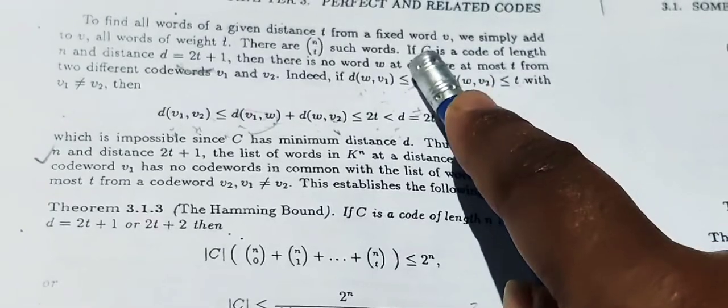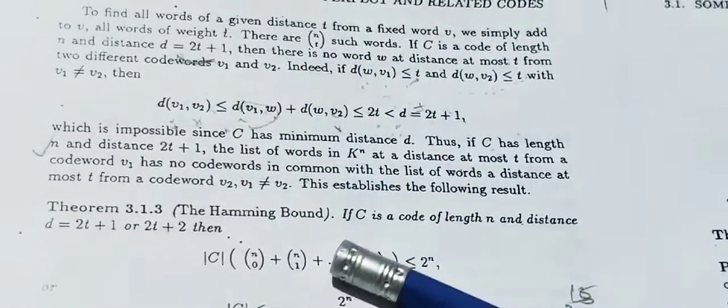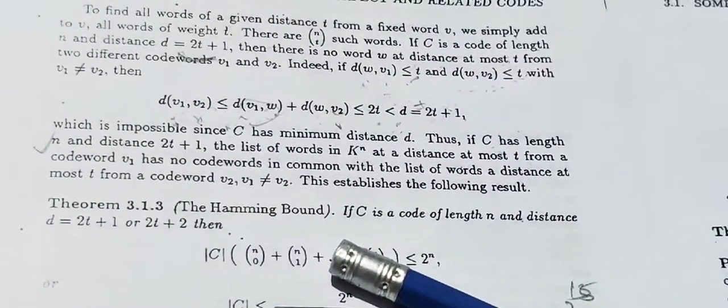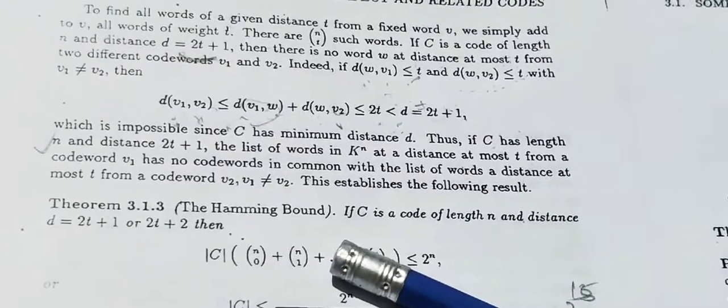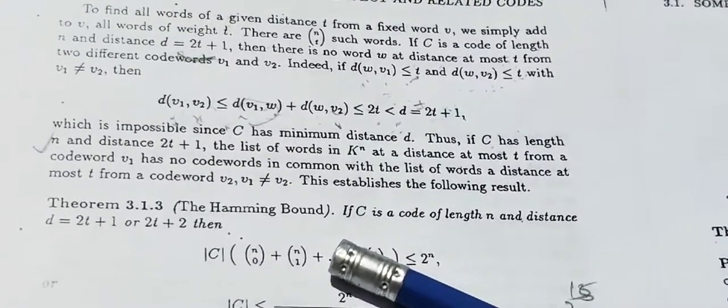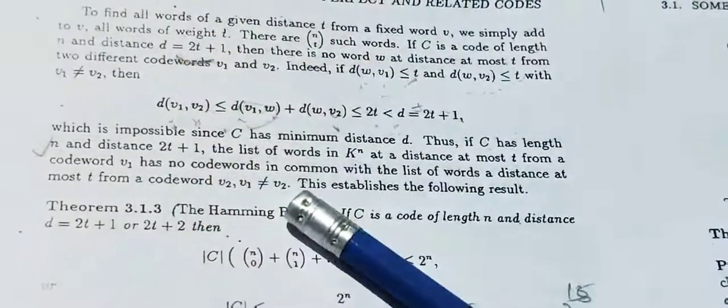The distance of the code C is d = 2t + 1. So what does the distance of a code mean? It is the least distance between any two elements. So the least distance is what we call the code's distance. So d = 2t + 1 is the least distance.